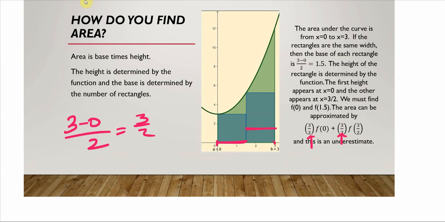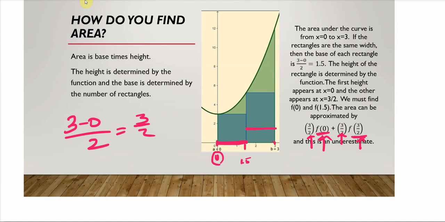Now, the heights are going to be determined by whichever side you pick. In this case, we're going to pick the left side. Right here, who's on the left? Well, 0 is there, and this is 1.5 here. So I'm going to pick the one on the left. It's going to be f of 0, which is the y at 0, and then the y at 1.5, to find the heights. Multiply that out. Figure out the y's first.